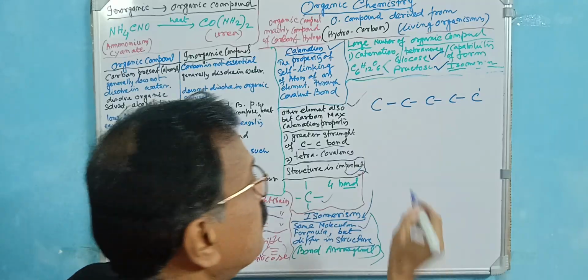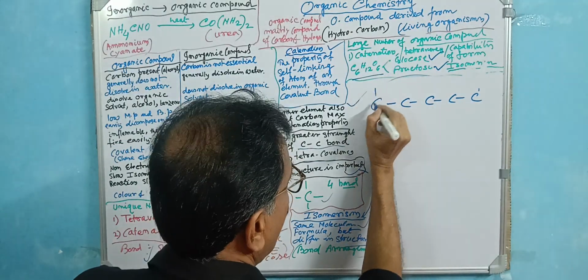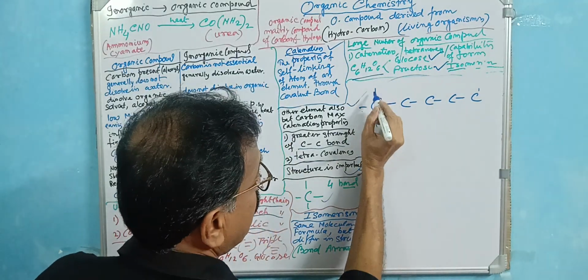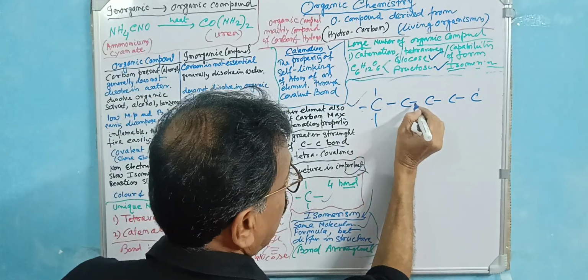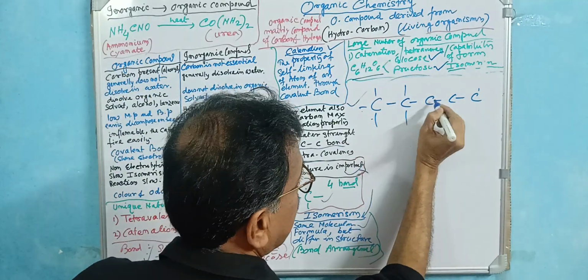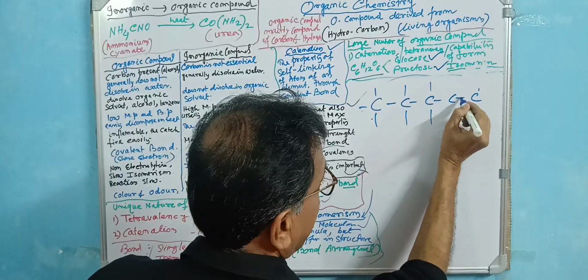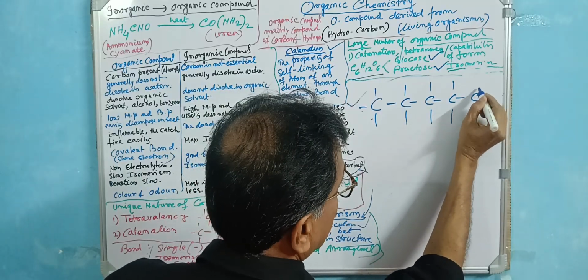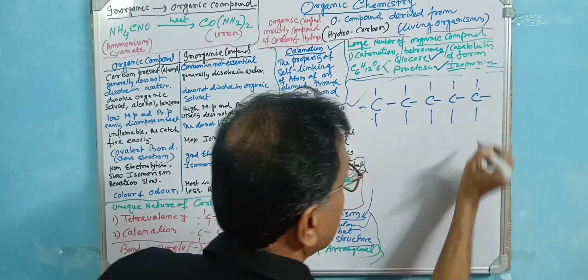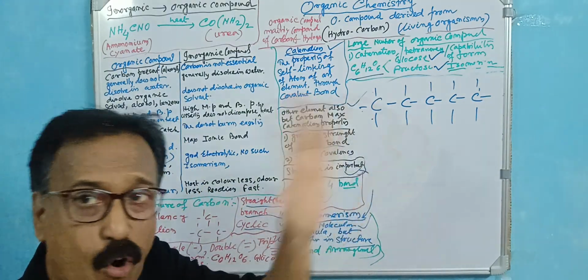In which way the straight chain? Carbon first. So one is there, 1, 2, 3, 4. Okay, so here is carbon 2, 2 hands, 1, 1. Here is carbon 2, 2 hands, 1, 1. Here is carbon, this is 1 hand, 1, 1. Each and everywhere you calculate, 4 hands are there.